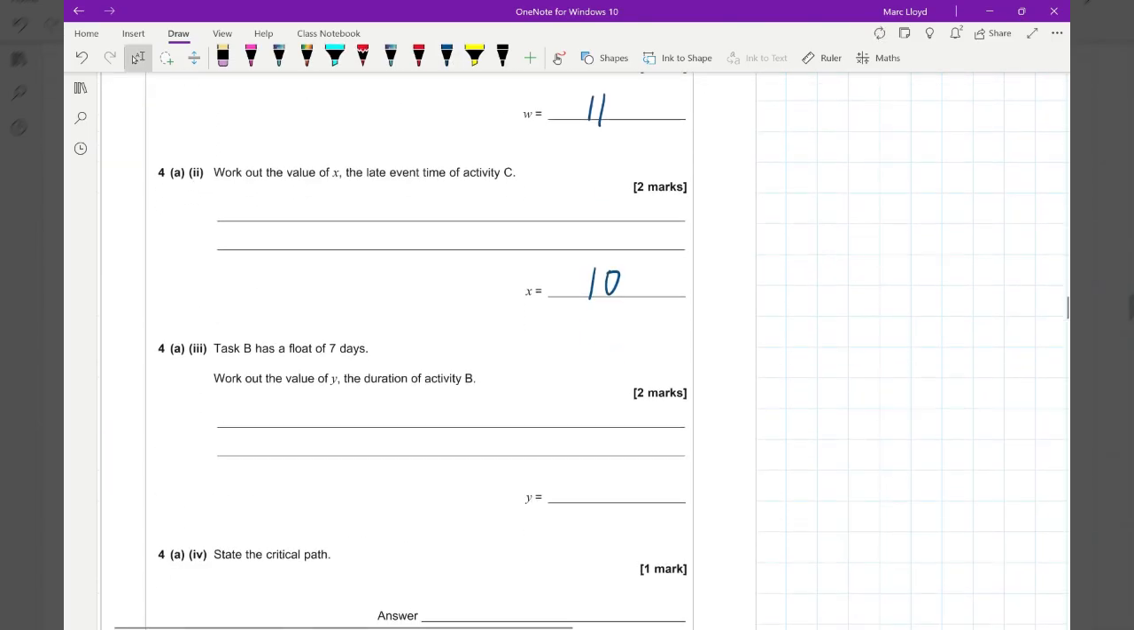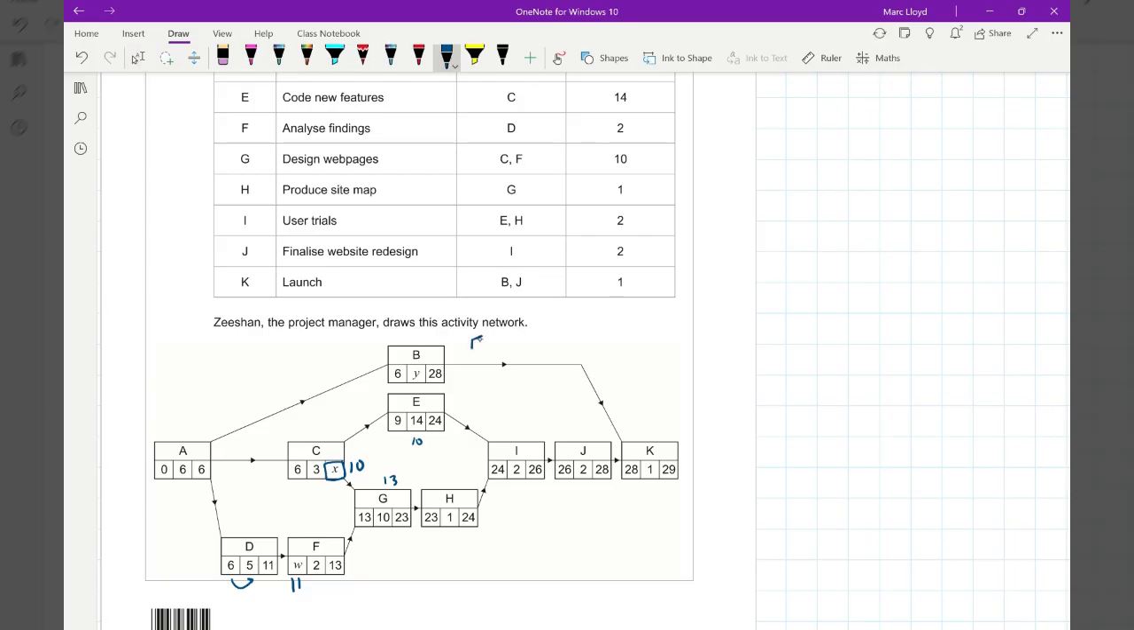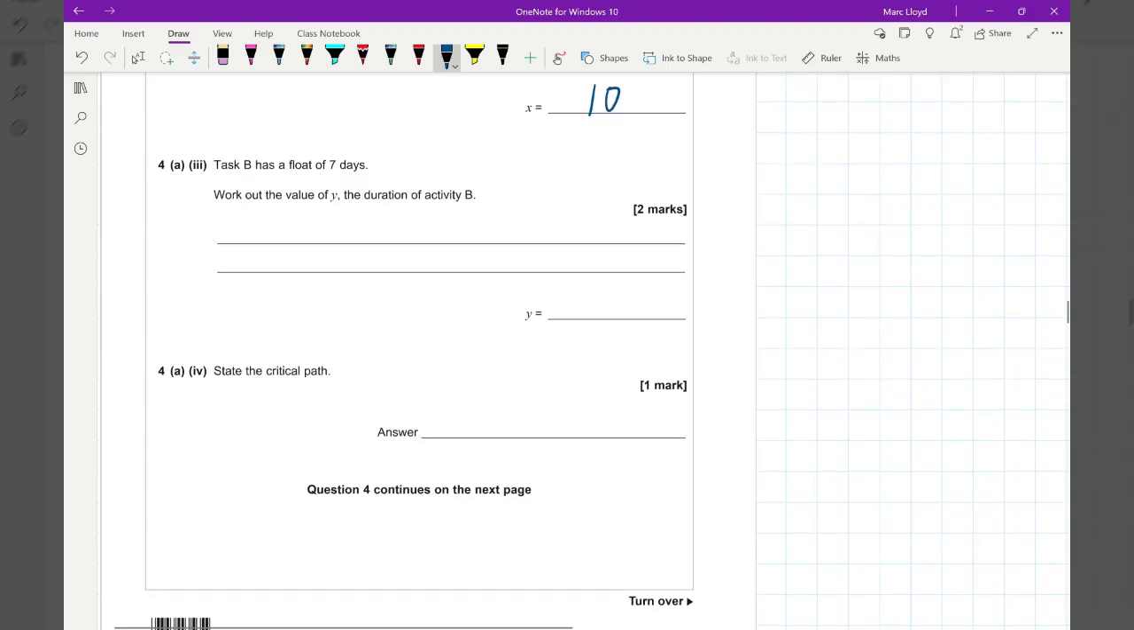Wonderful. Task B has a float of 7 days. Work out the value of Y. I'm glad it said that because I was starting to worry that I didn't have to work that one out. So 28 take away 7 is 21. 6 plus Y will equal 21. So Y is going to equal 21 take away 6. Calculator work. I'm just making sure I don't make an error. So Y should equal 15.